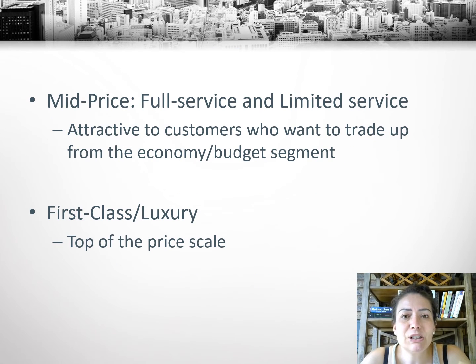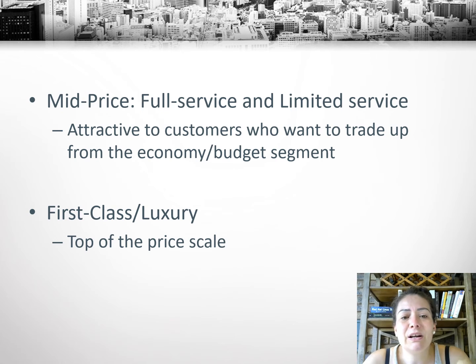The next level is your mid-priced. This is your full service and limited service. So if you see what I mean there, limited service, so they offer some kind of service. Full service is full service, so they have housekeeping. They will most likely have a restaurant. They most likely have room service in their hotel. Okay, and this is very attractive for customers that would like to upgrade or trade up from the economy and budget segment, because they would like to have that extra service.